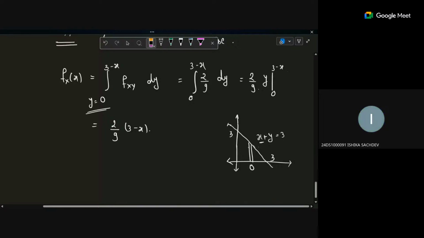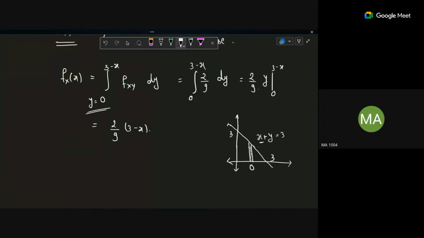So now, to cover my area, I want the limit in terms of y. So I will take a vertical strip. So the limit will be 0 to 3 minus x, okay? I hope it would be clear.